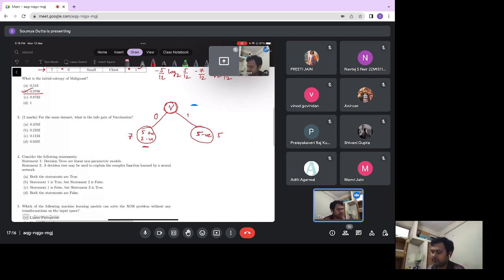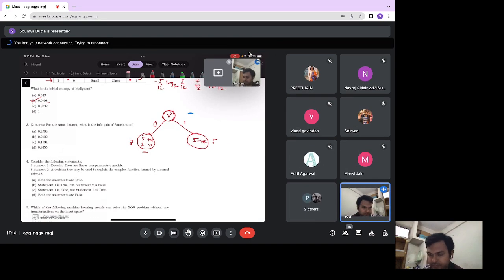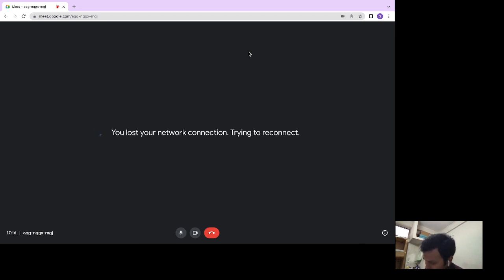This is the situation of the decision tree after you have split based on the vaccination variable. Now what you need to do is find out the entropy here, because you are after the information gain of vaccination. You need to calculate the entropy.